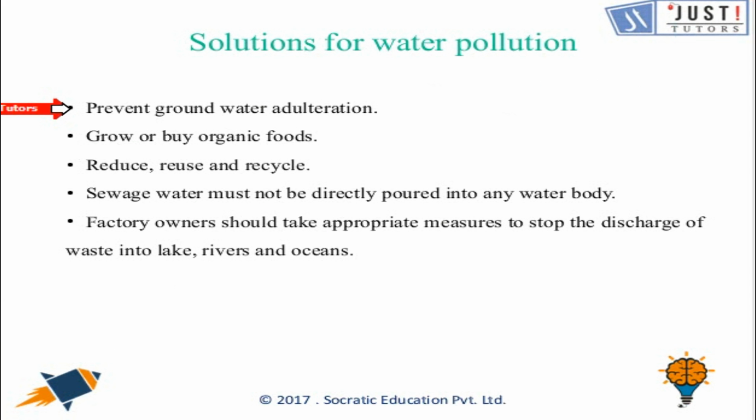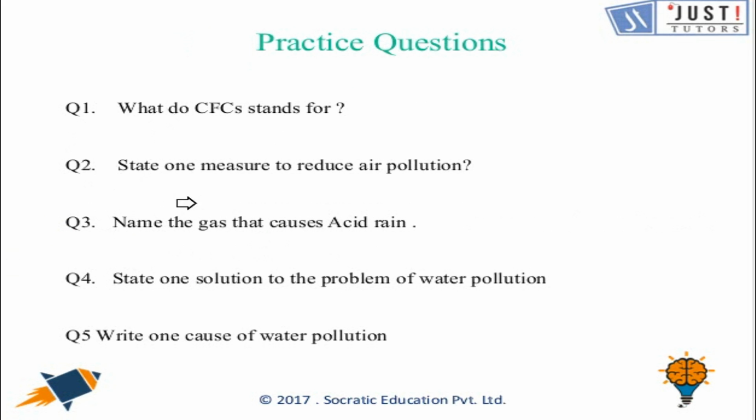The first one is prevent groundwater adulteration, grow organic foods, reduce, reuse, and recycle. Sewage water must not be directly poured into any water body. And the last one, which is factory owners should take appropriate measures to stop the discharge of waste into lakes, rivers, and oceans.